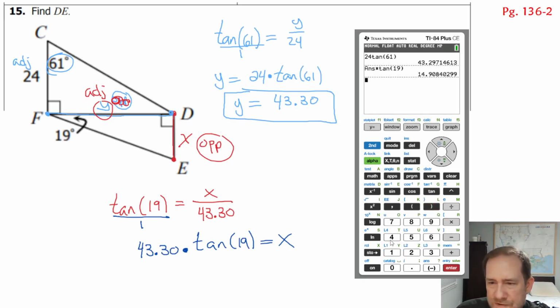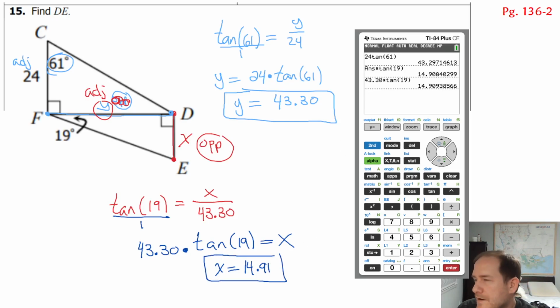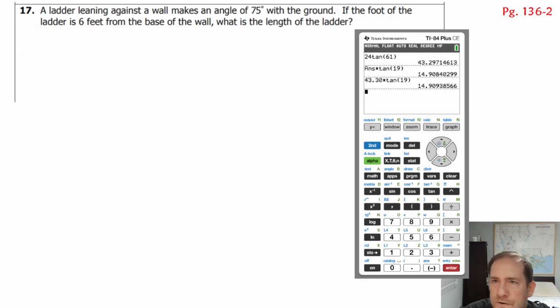Because notice, if we typed in 43.30 and multiplied that by the tangent of 19, let me see how much we're off by. It can sometimes be a lot. Here it's no big deal. We're getting 14.91 either way we do it, but sometimes that's something to be concerned about. But we're fine. We're getting X equals 14.91. Okay, that's 15. We are allowed to skip 16, so we're going to 17.